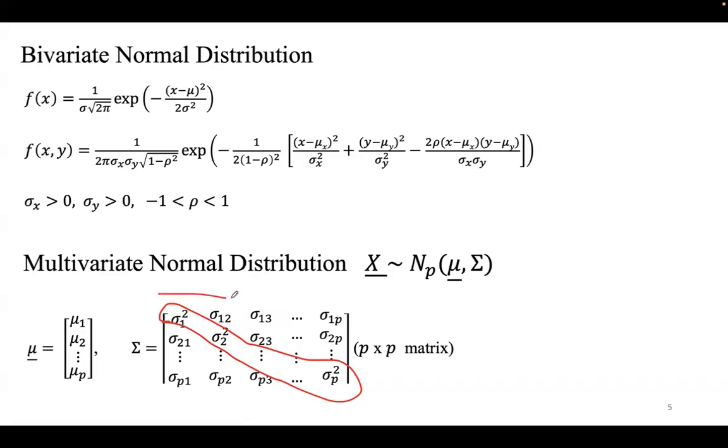If you just focus on this part, what you can see is the variance of x and the variance of y. And the other two, even though you're writing them as sigma 1 2 and sigma 2 1, are the same thing, and that's the covariance of x, y.